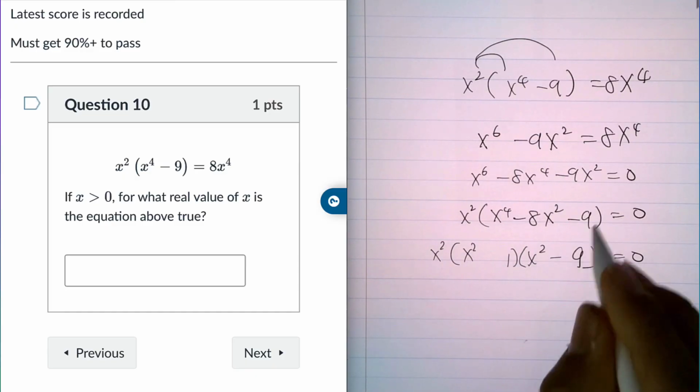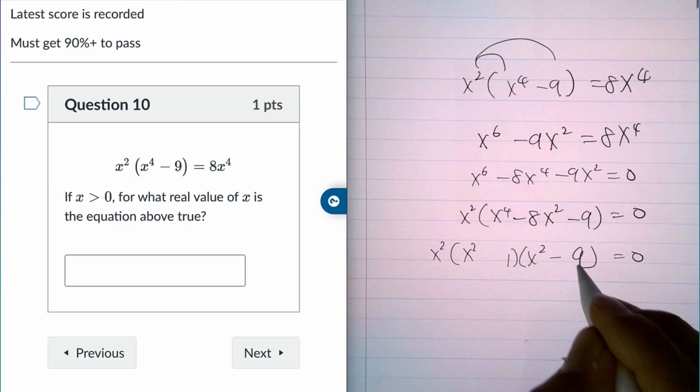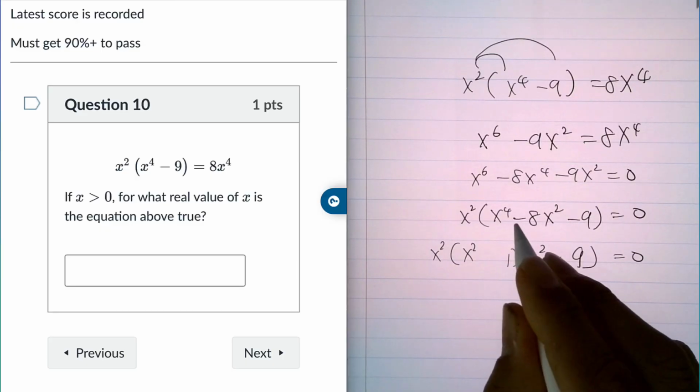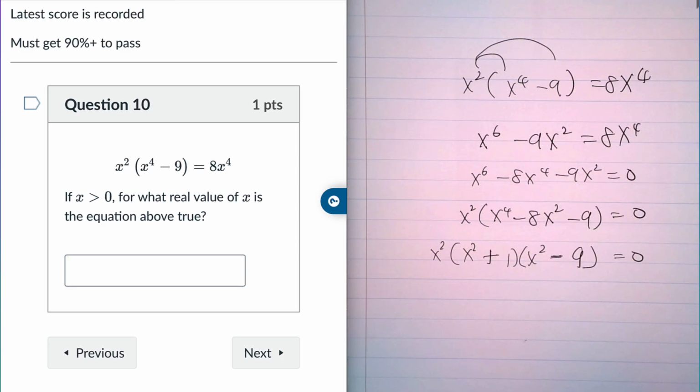So 1 times 9 give you 9. But we need the negative sign in front of 9, which is larger constant than 1, because the middle term has negative sign. So we put the minus here and plus there. There's nothing you can do here. Okay, x squared plus 1 instead of x squared minus 1 cannot be further factored.